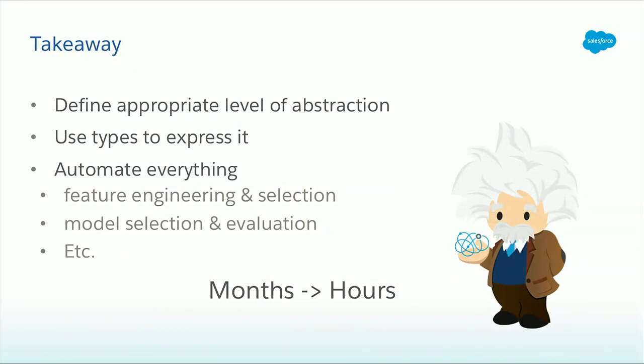So, takeaways from you. Try to define a good level of abstraction. Use types, really. Stop using Python. And automate everything. Automate your model selection, feature selection, and really, Scala is so cool.